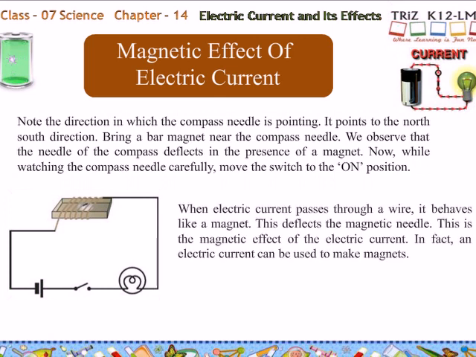When electric current passes through a wire, it behaves like a magnet. This deflects the magnetic needle. This is the magnetic effect of the electric current. In fact, an electric current can be used to make magnets.